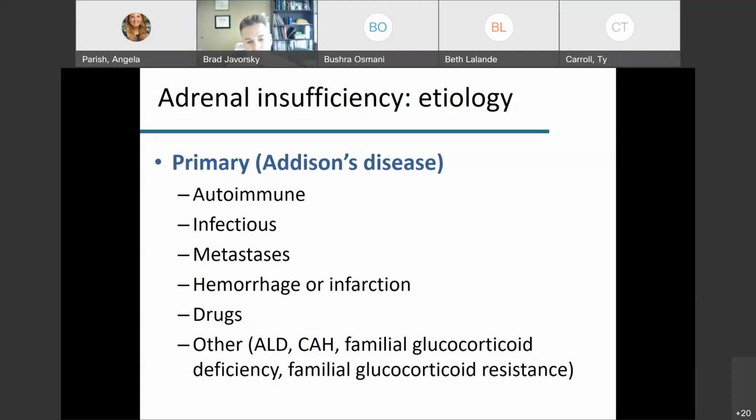And then a number of rare genetic conditions like adrenal leukodystrophy, congenital adrenal hyperplasia, familial glucocorticoid deficiency, and familial glucocorticoid resistance.